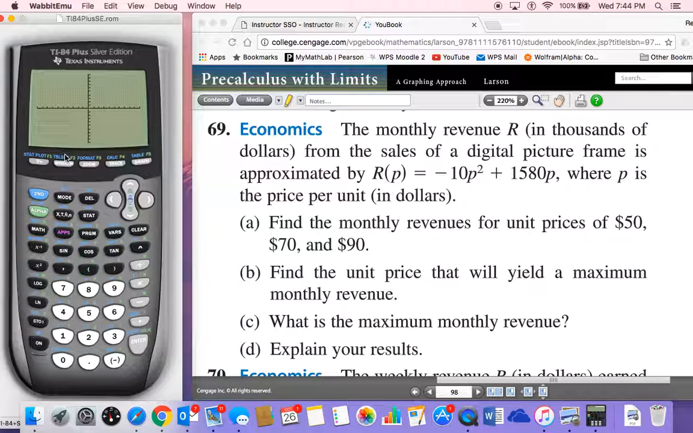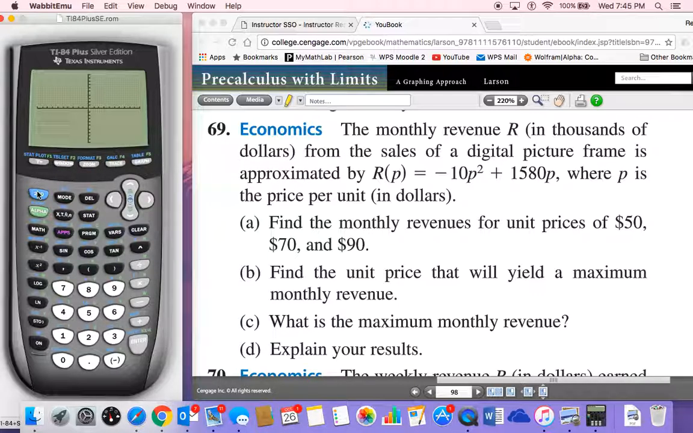Now we can guess and check with our window and play around, but there's an easier way that I was showing you in class, and that was the table. Let's look at the table. Let's first use some logic here. We're talking about revenue, and we know it's going to be a reflected parabola. My vertex is a maximum. When x is 0, obviously my y is 0. So let's look at my table set.